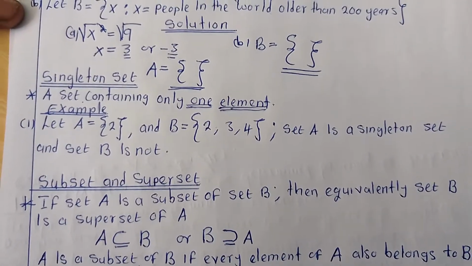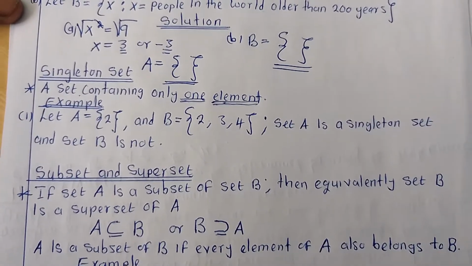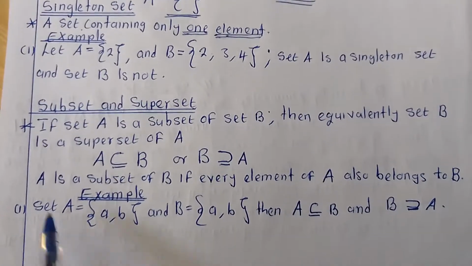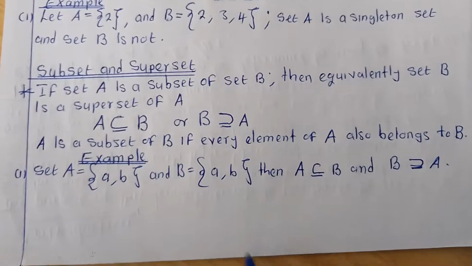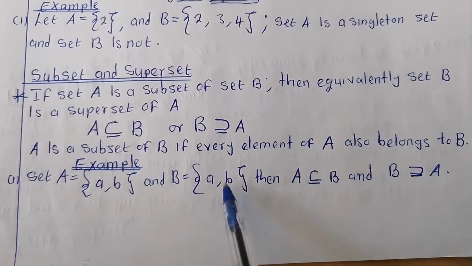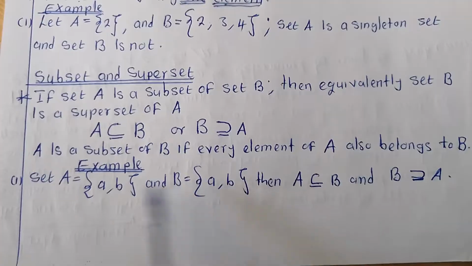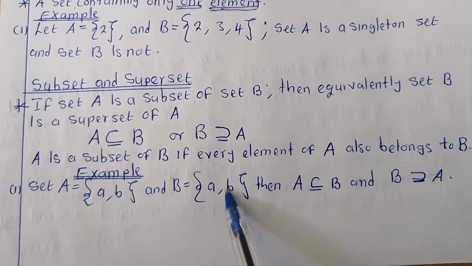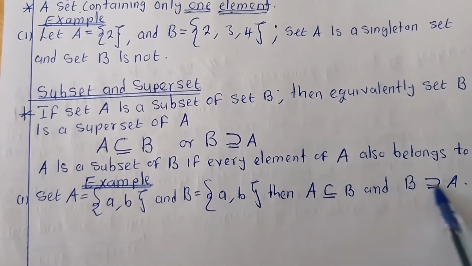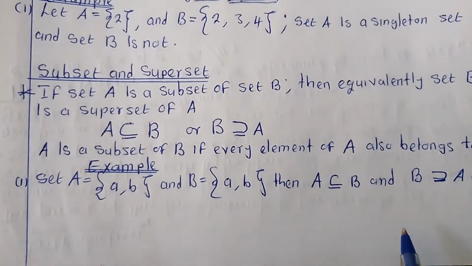Now, A is a subset of B if every element of A also belongs to B. For example, here we have an example. Set A is equal to this, and B is equal to this. Now we've got a and b in set A, we also have a and b in set B. Then what we're simply saying is that since what is in here is also in here, then set A is a subset of B. And B is simply a superset of set A. This is simply what we are saying.